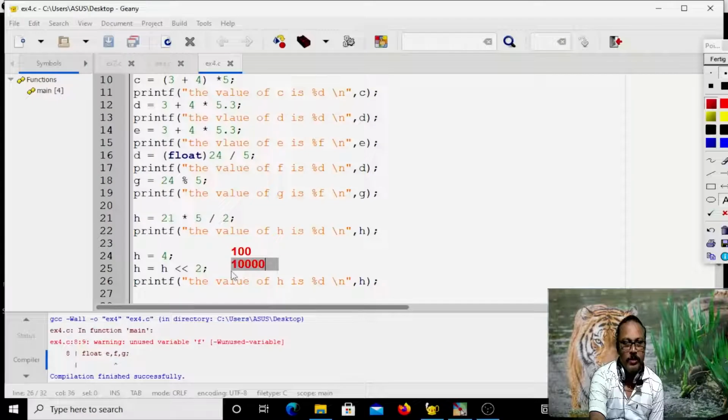Which is equivalent to 16. That's why you are getting 16 as the output. So that is left shift.